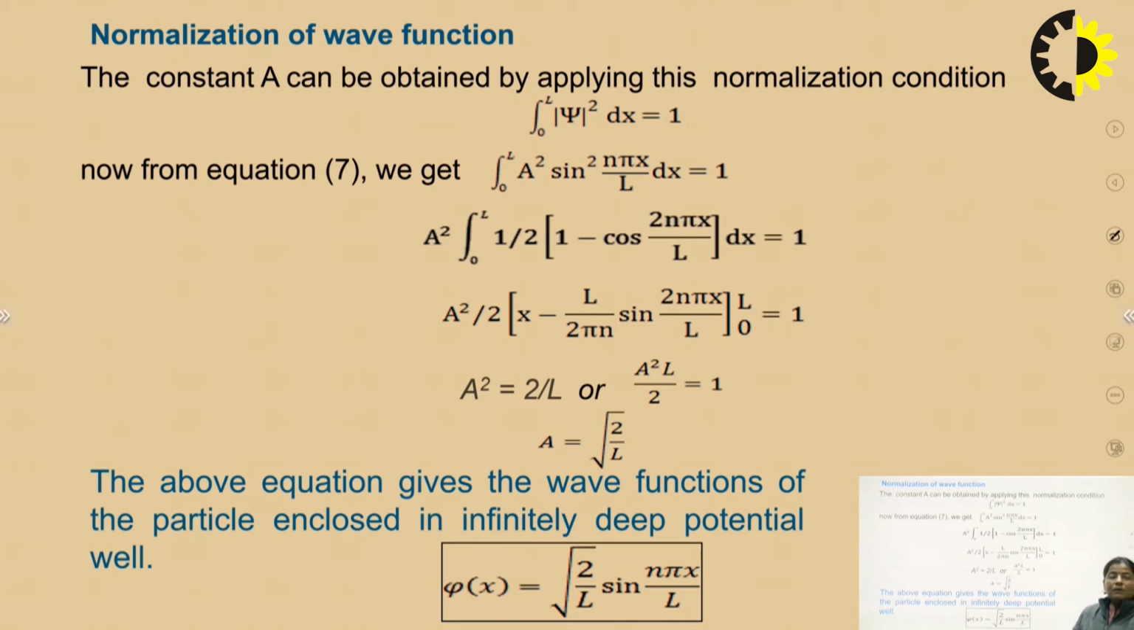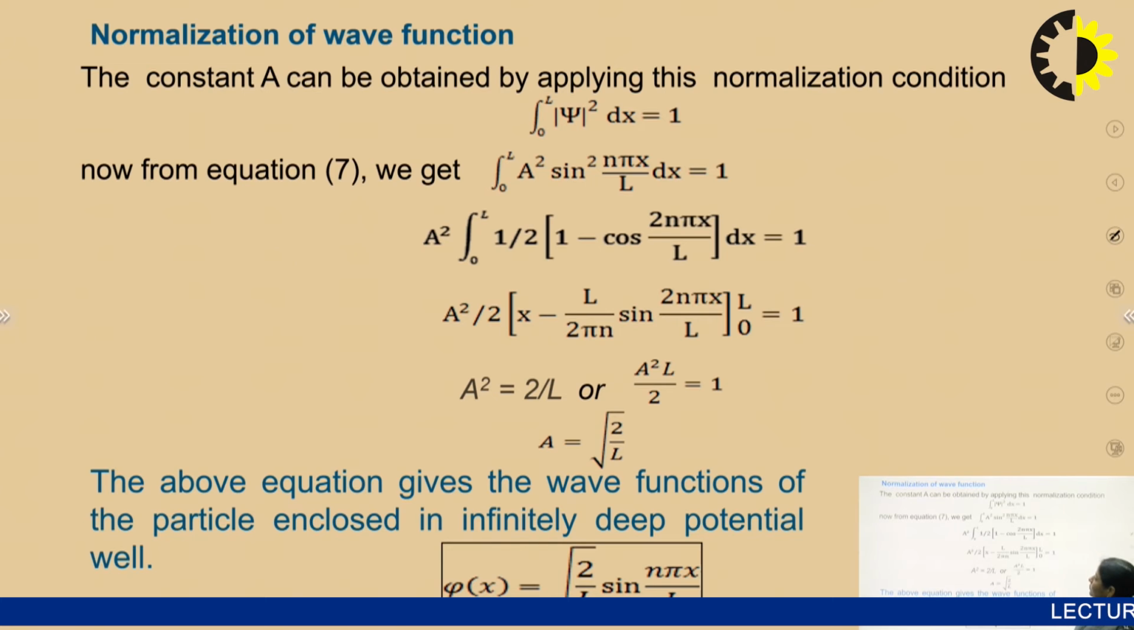Our work is not complete because the wave function phi cannot still be fully determined. Why? Because A is still left. The constant A is unknown. So now we work for the evaluation of constant A. We take the help of the normalization condition.